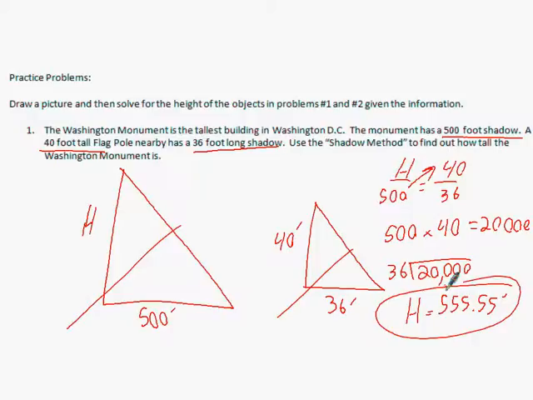One way to check your work, just to make sure it makes sense: the flagpole is taller than its shadow. Therefore, the monument should be taller than its shadow. 555 feet might sound like a lot, but its shadow is 500 feet. Taller than that, 555 is taller than 500, so it checks out.